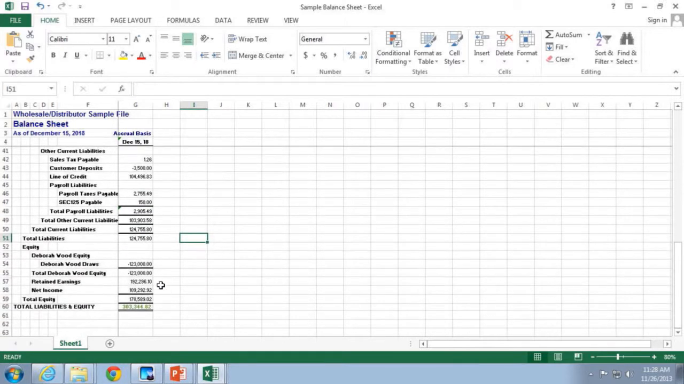Going down to our equity. This is going to be the draws that an owner takes out. If this was a corporation, then instead of it saying Deborah equity, it would say shareholder distribution, which is usually what you would see on an S corporation. We have the retained earnings. Again, the retained earnings are all of your prior year net incomes, whether it's an income or a loss, would accumulate to net out year after year on your retained earnings.